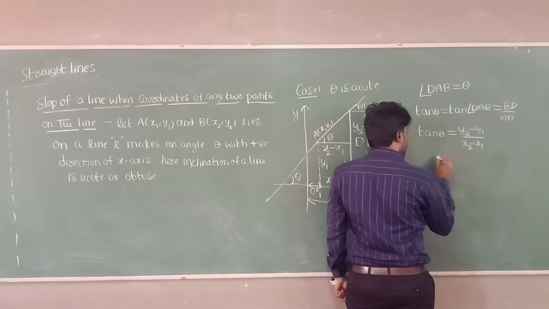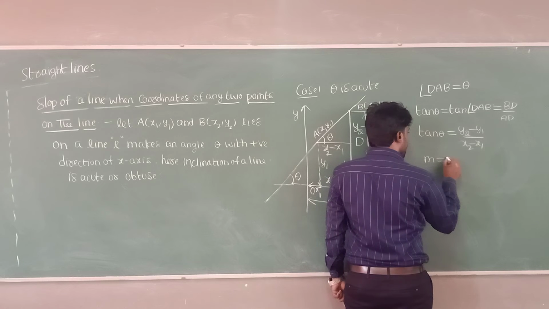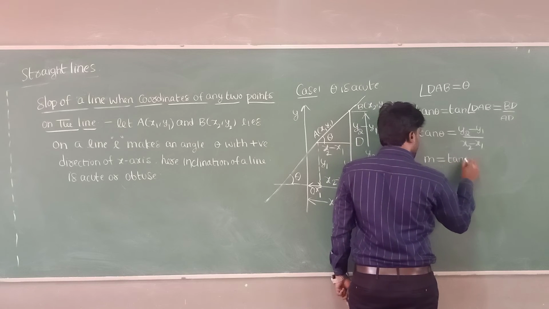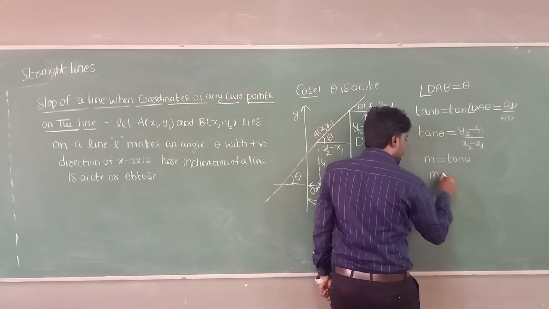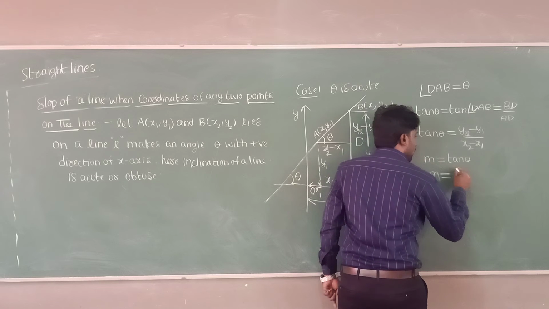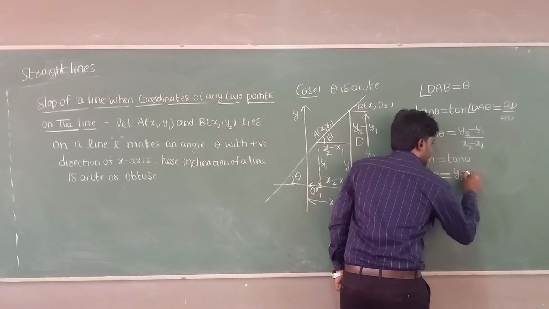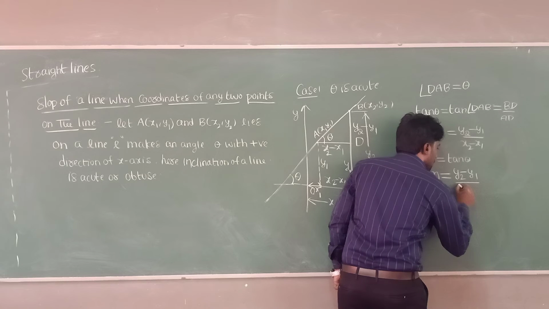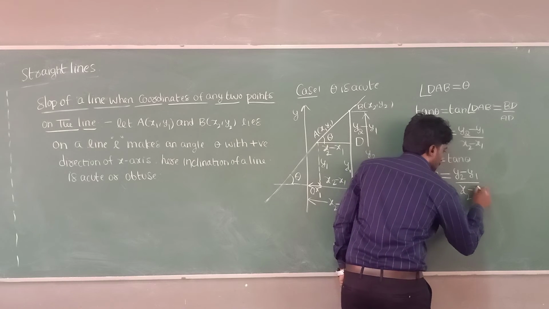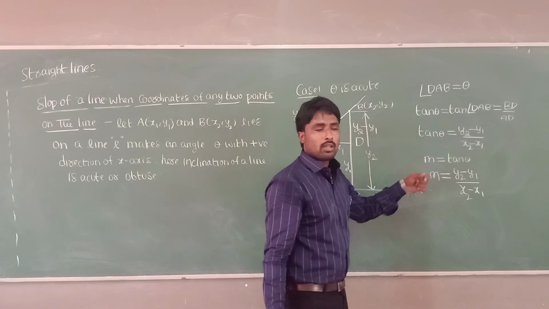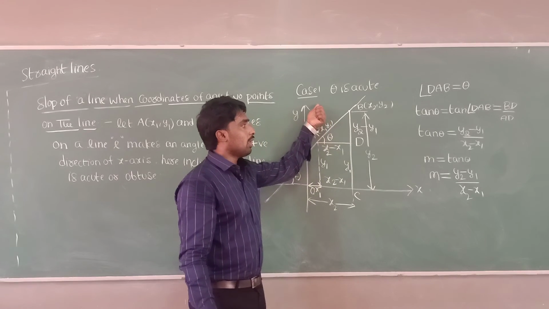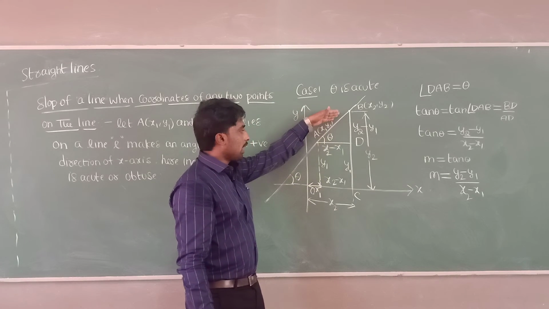Now the slope of a line m equal to tan theta. So finally, the slope of a line when the angle is acute is y2 minus y1 by x2 minus x1. Is it clear, everyone? When angle theta is an acute angle, the diagram will look like this.